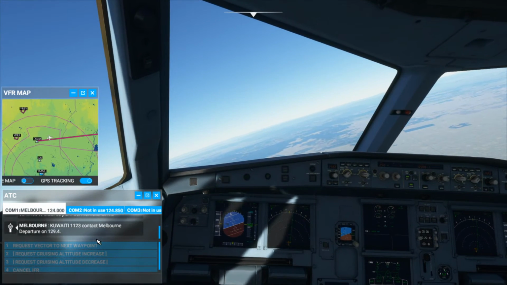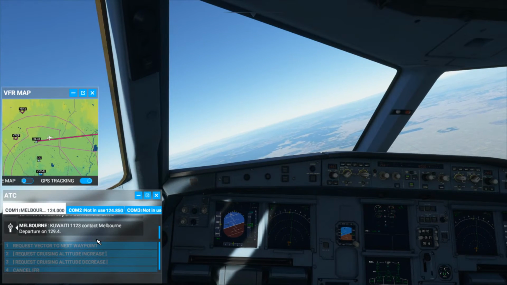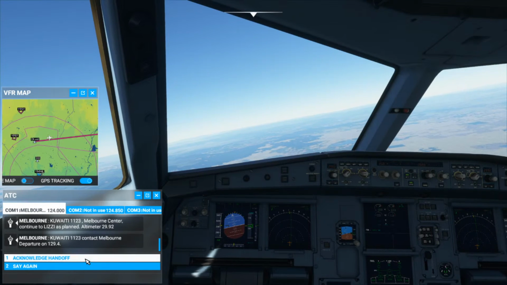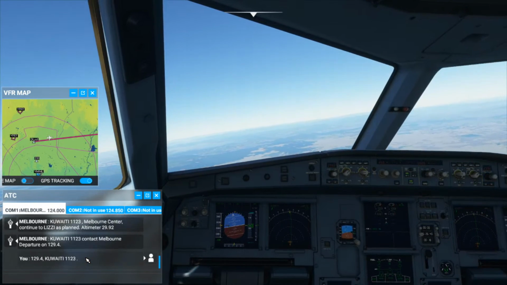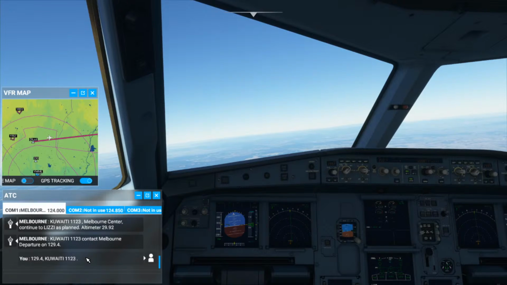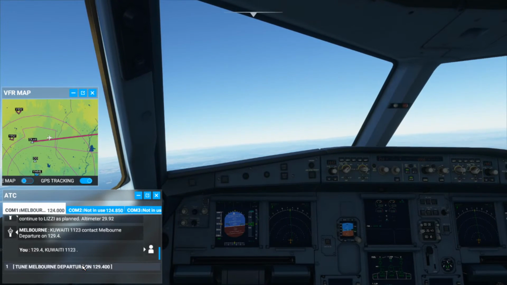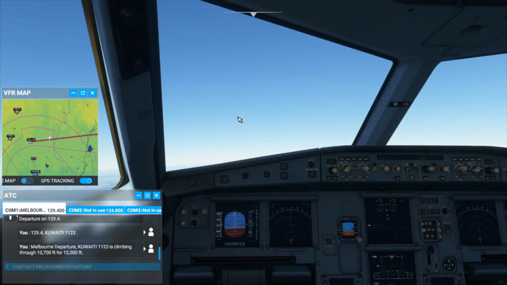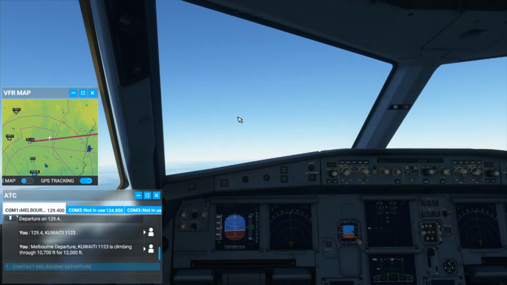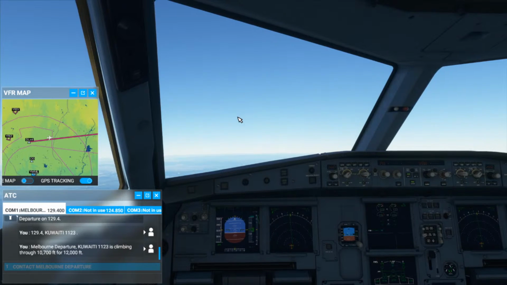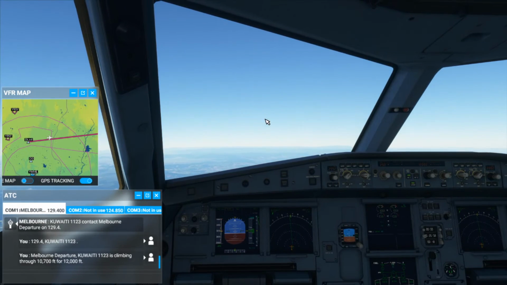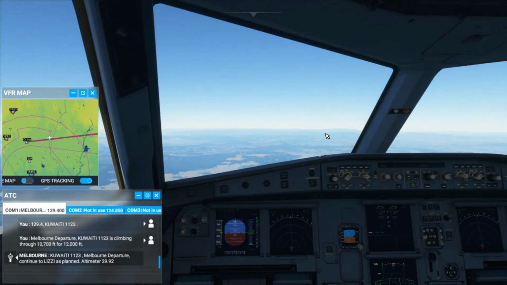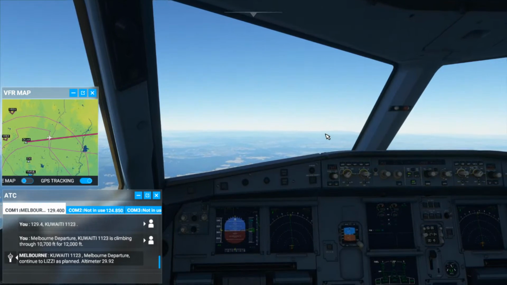Kuwaiti 1123, contact Melbourne departure on 129.4. Okay, contact departure. Let's see what's going on. 129.4, Kuwaiti 112. Melbourne departure, Kuwaiti 112 is climbing through 10,700 feet for 12,000 feet. Kuwaiti 1123, Melbourne departure, continue to Lizzie as planned. Altimeter 29.902.